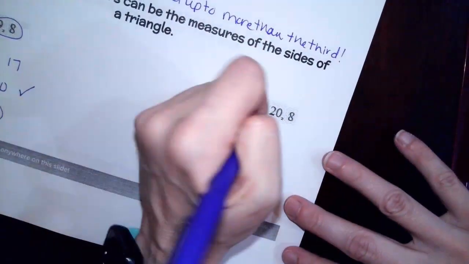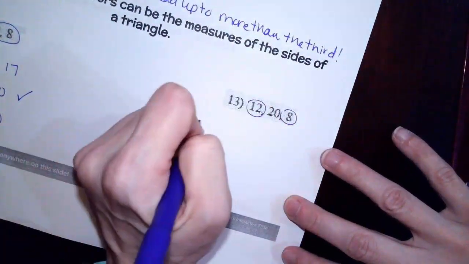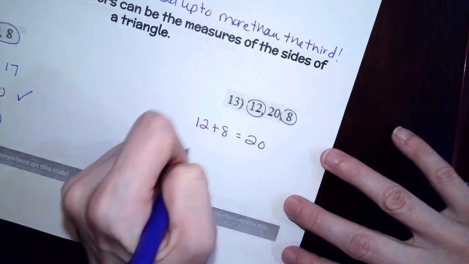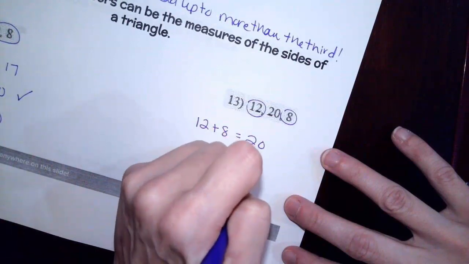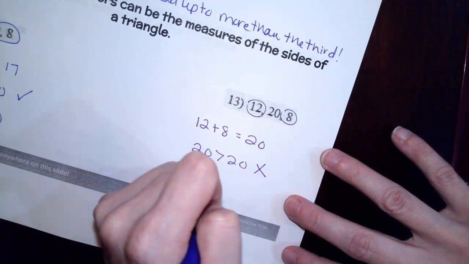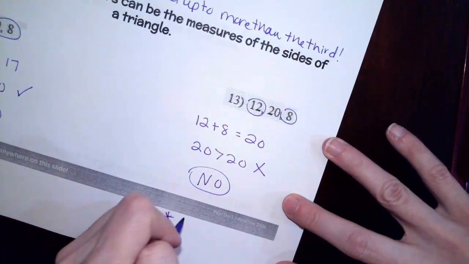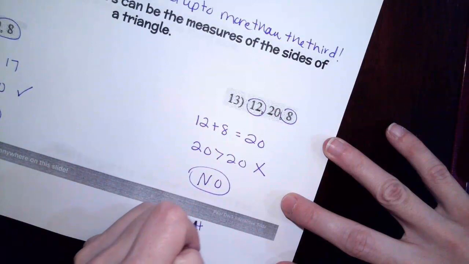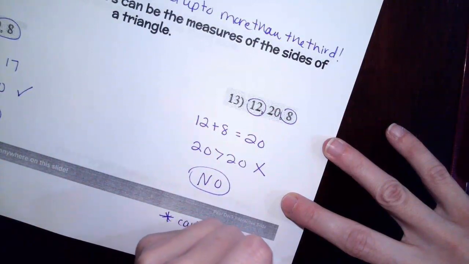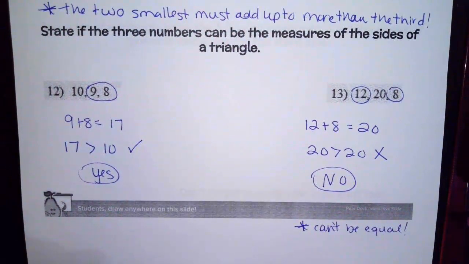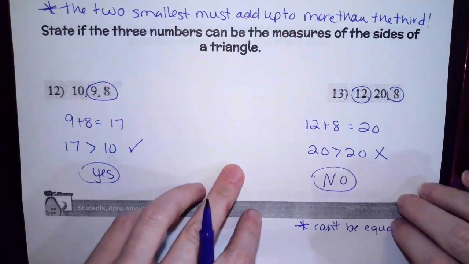Alright, over here, my two smallest sides are 12 and 8. 12 plus 8 is 20. Is 20 greater than 20? No, so this triangle does not work. Can't be equal. Equal doesn't work. So the two smallest sides have to add up to more than the third or the largest. Can't be equal, has to be greater than.